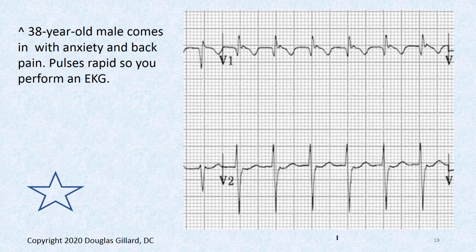A 38-year-old comes in with some anxiety and back pain, wants a treatment. You find that rapid pulse, so you say, let's pull out our EKG machine and see what's going on here. We'll look at a couple of leads. Remember, everything's reversed on lead V1, that's on the right side of the heart, and V2 is getting more toward the septum. But anyway, let's see what we got.